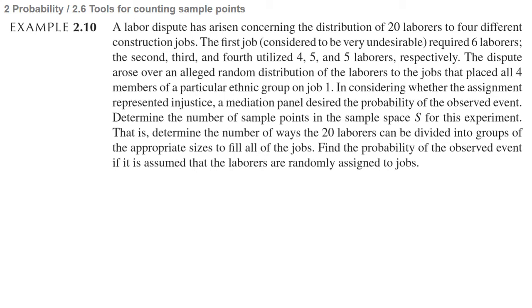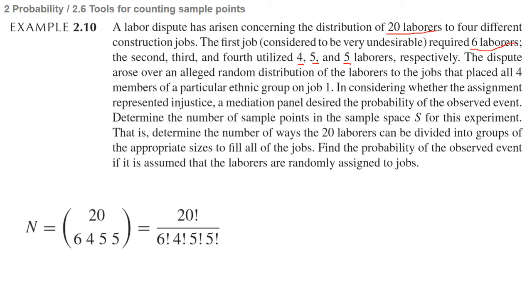This is a very long story, but the point is that we want to divide these 20 laborers into four groups. The first group has 6 members, and the second group 4 members, then 5 members, and 5 members. And actually this is 20 choose 6, 4, 5, and 5. So the total number N is 20 choose 6, 4, 5, 5.